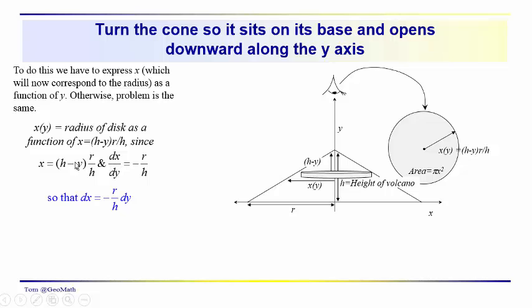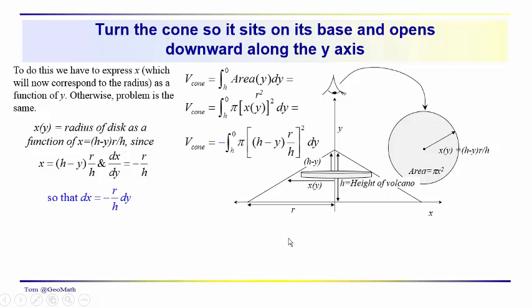And so that gives us x is equal to h minus y times r over h, and dx is going to be equal to minus r over h dy. So we have a minus sign in there that pops in. And we're kind of looking down on these individual disks over here, and they have area pi x squared, which is defined by this function over here.